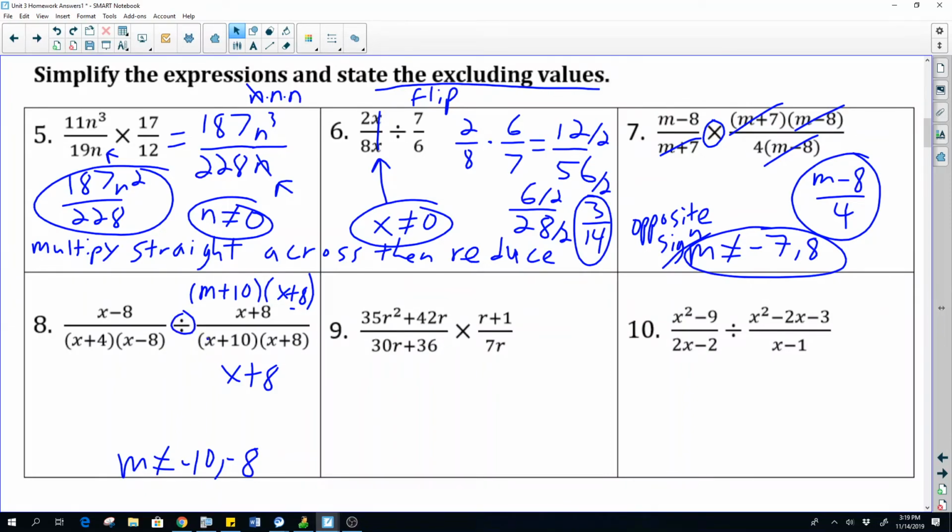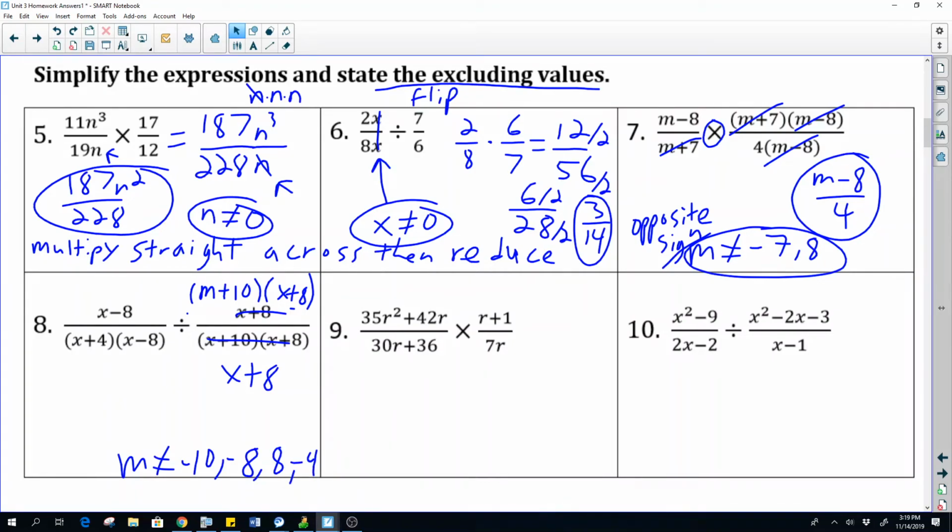Cool. So now we flipped. Excellent. List our exclusion. We're missing an exclusion. Can you see it? What's the exclusion we're missing? We're missing 2 exclusions. What are they? You say it out loud first. Come on, I can't hear you. That's it. A positive 8 and a negative 4, because that makes it 0 on the bottom. So there's our exclusions. Don't forget your exclusions.